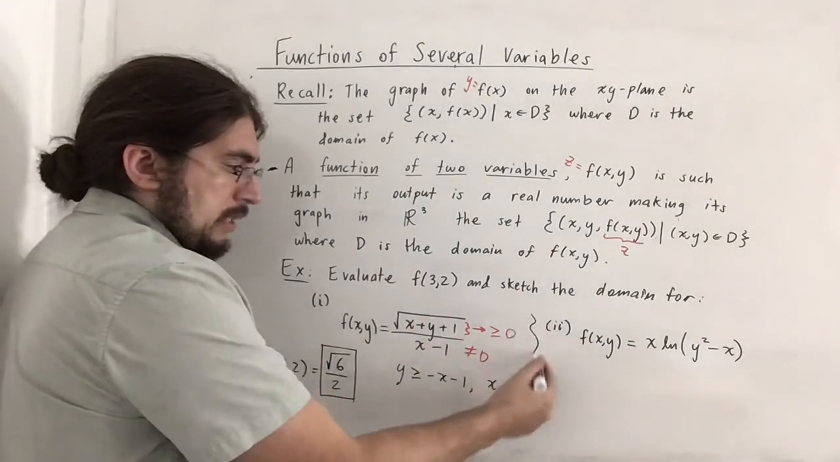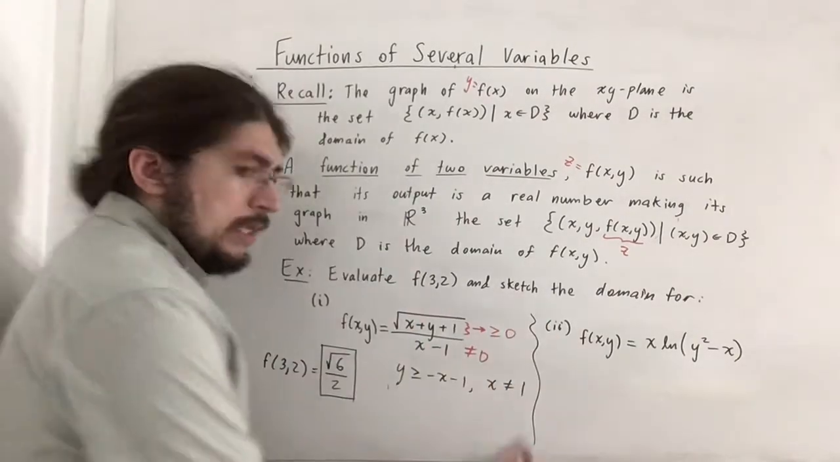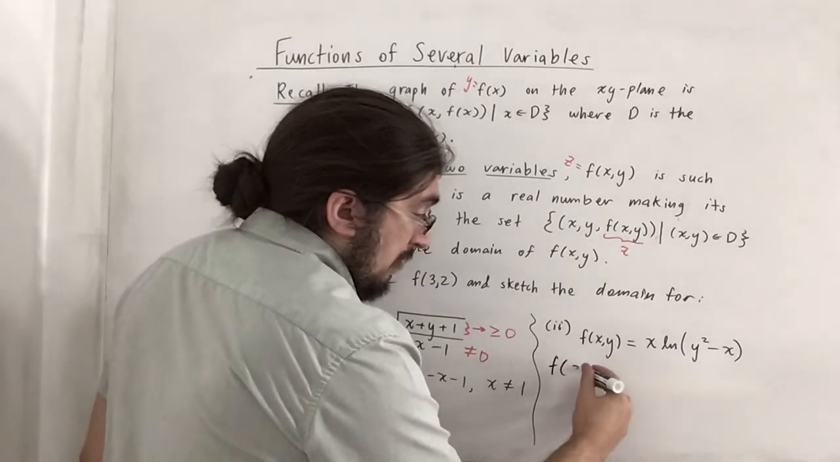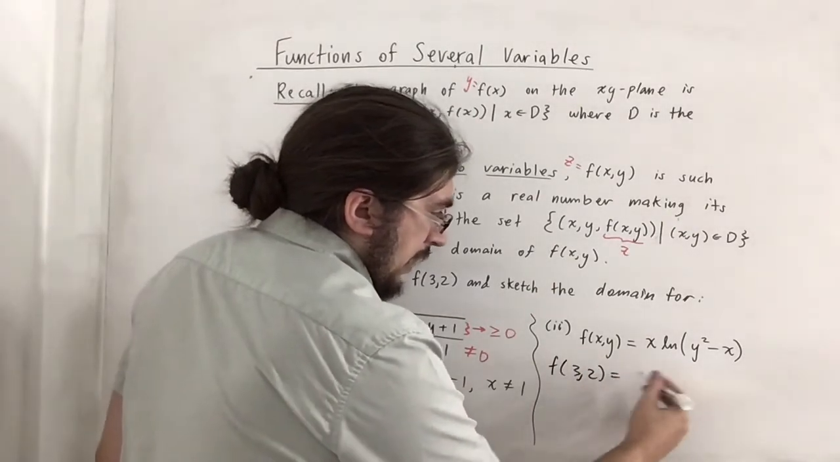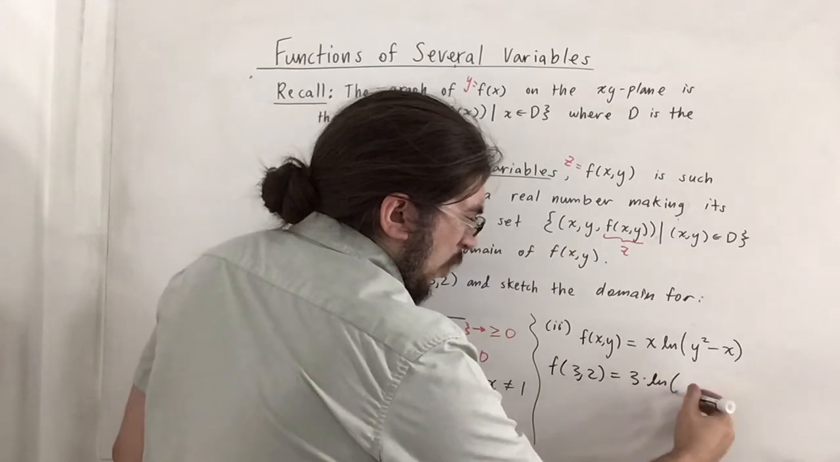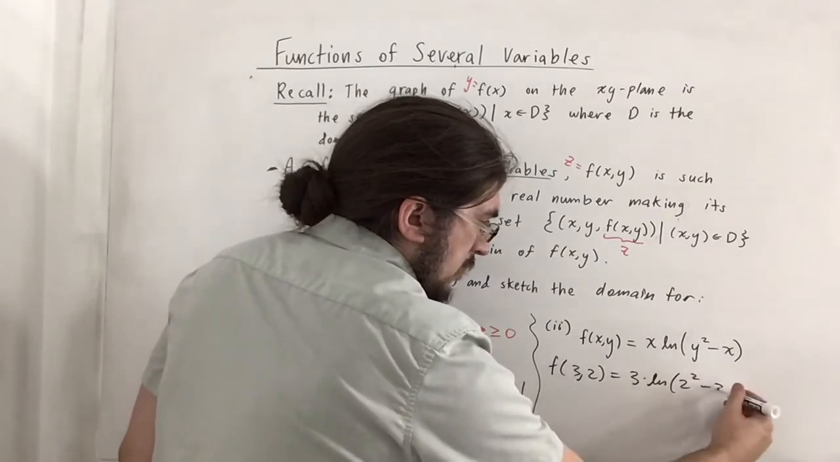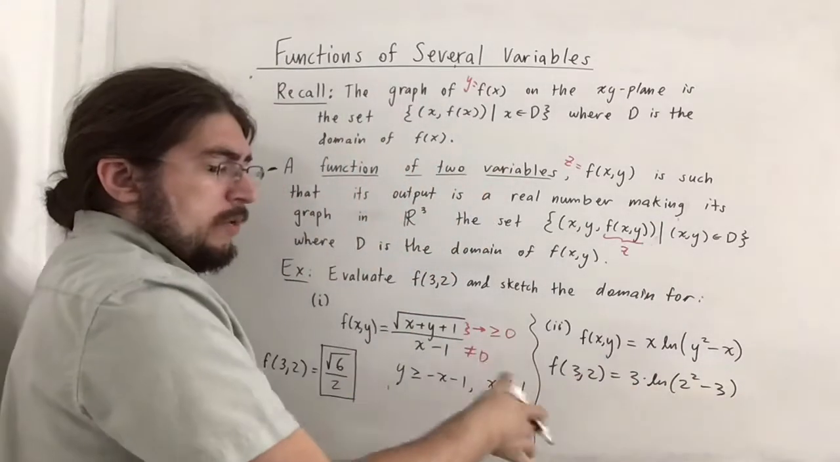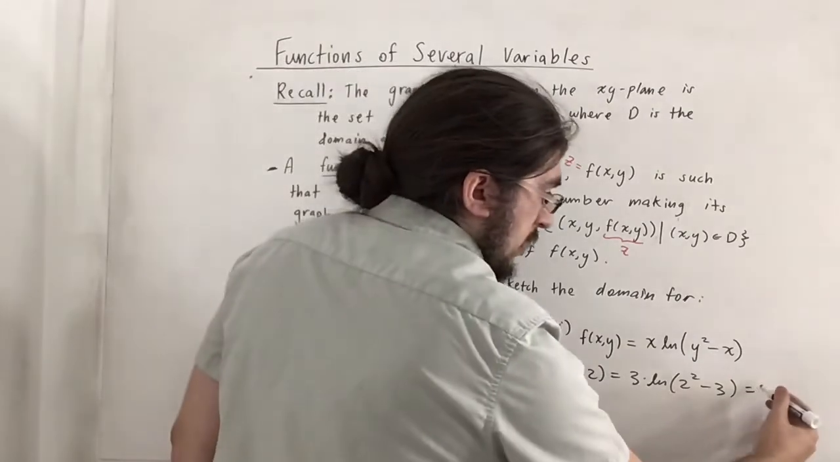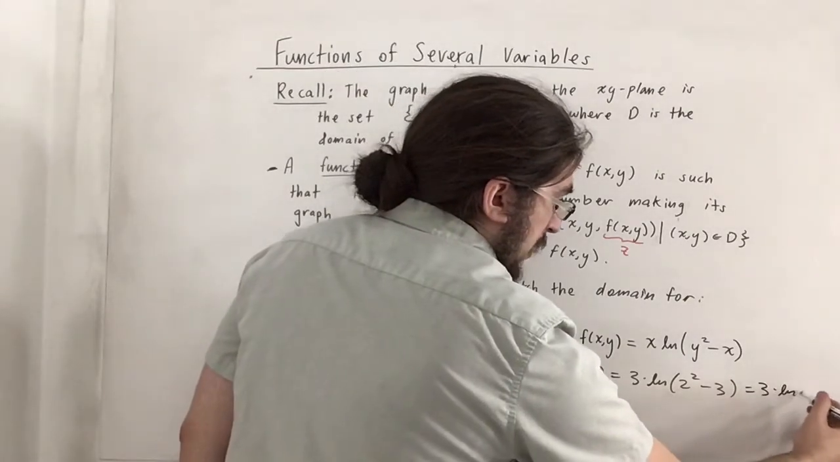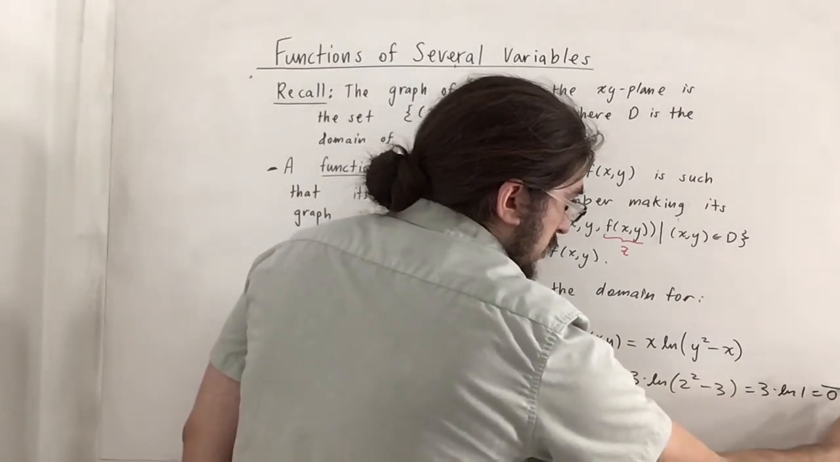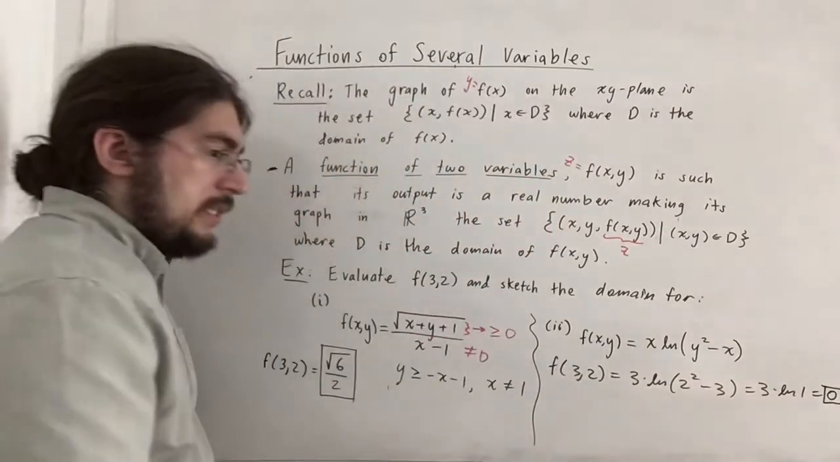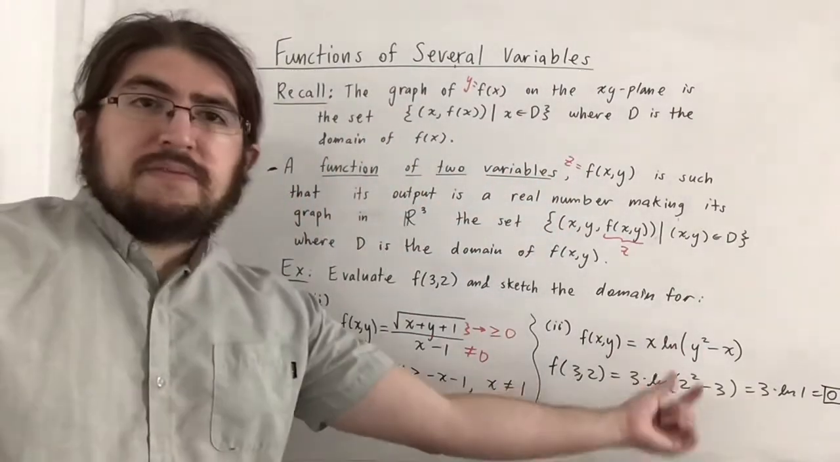So let's get into part 2 now. So let's evaluate this at 3, 2 if we can. And let's plug in x to be 3, y to be 2, so it's 2 squared minus 3. Notice 2 squared minus 3 is 4 minus 3, which is 1. So this in actuality is 3 ln of 1. ln of 1 is 0, so that makes this whole thing 0. So it does exist, actually. It wouldn't exist if the inside was negative.